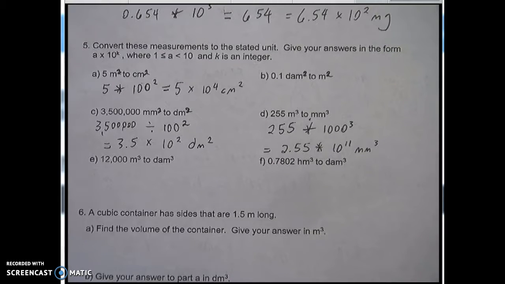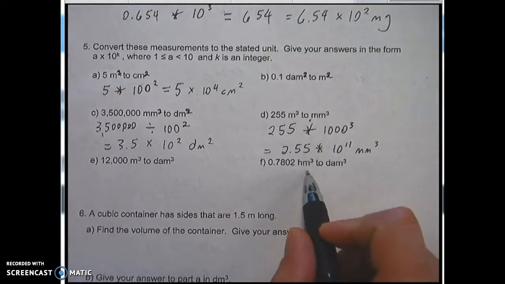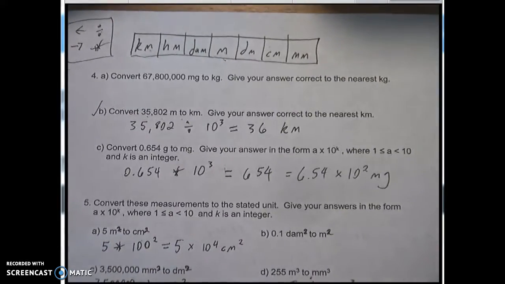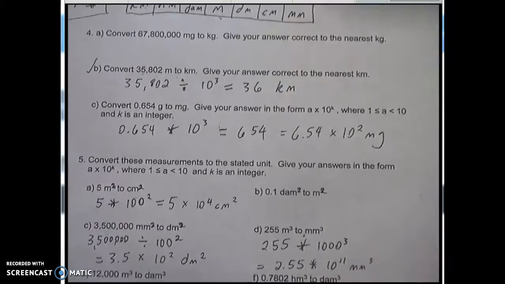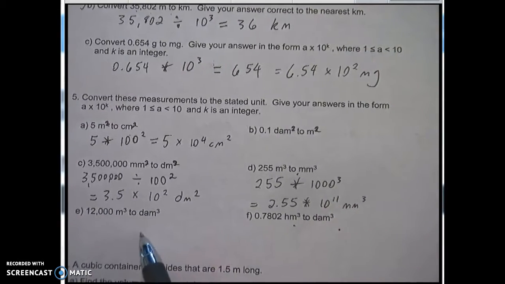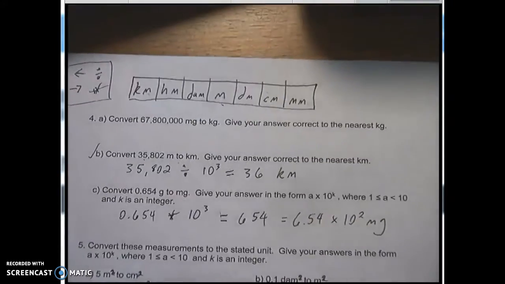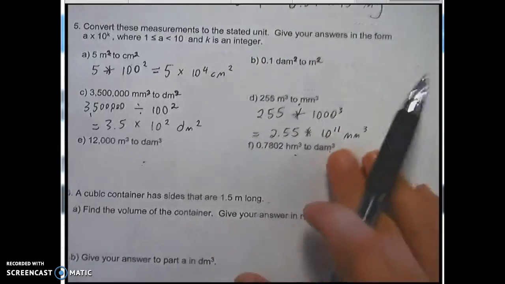Let's move from hectometers cubed to decameters cubed. Actually, let's do the other one because we already moved right. Let's do part E here. From meters cubed to decameters cubed. So that's moving to the left. Meters to decameters is to the left.